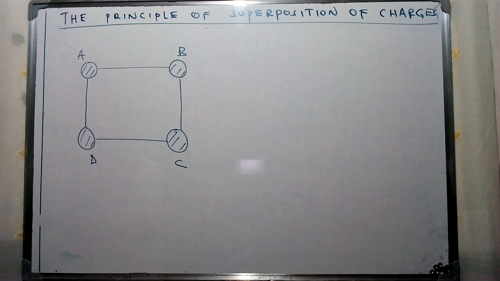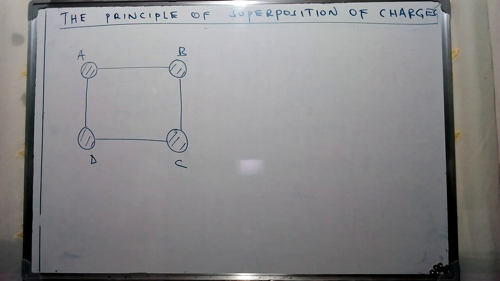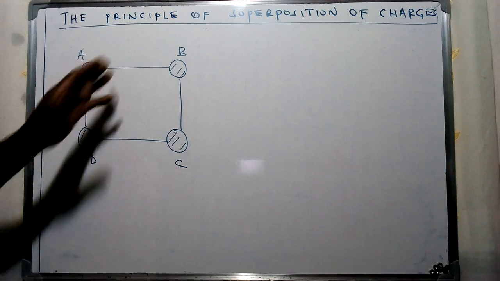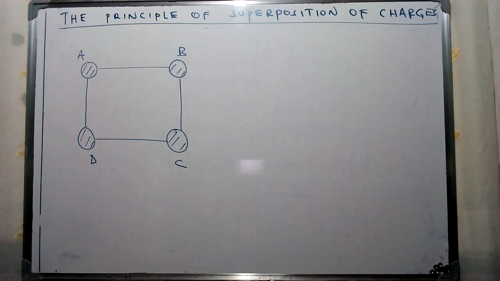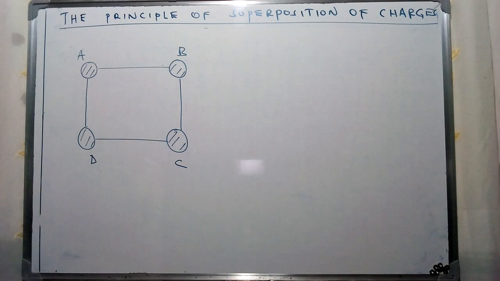Now, we had mentioned that Coulomb's law applies to a pair of point charges. And of course, in case we have a system of more than two charges, we are going to apply the principle of superposition. When more than two charges are present in a system, the force experienced by any specific charge, A, B, C, or D, is simply the vector sum of the forces exerted by the other charges present in that system.